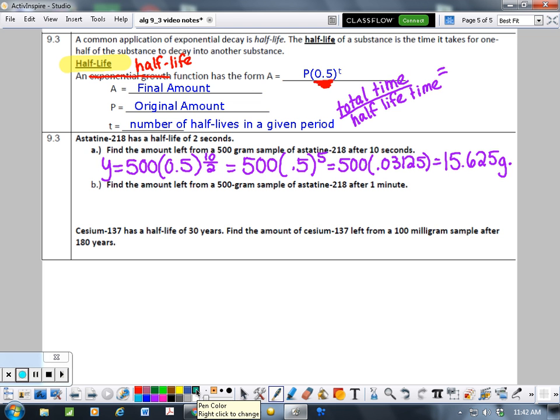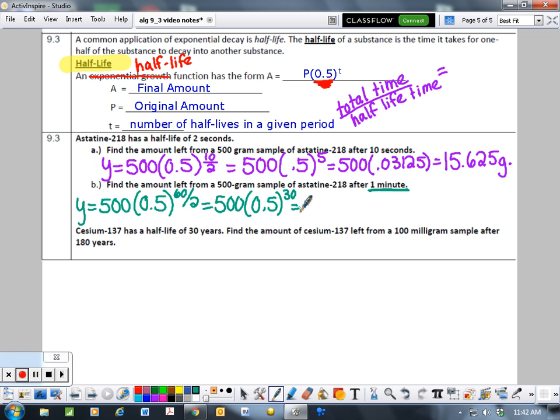Okay, next part. Find the amount left from a 500 gram sample after 1 minute. So again, using the same idea, we have a 500 gram sample, our half-life, so half, and then after 1 minute is really how many seconds? Well, that's 60 seconds. So we're going to take 60 seconds, divide it by our half-life of 2 seconds to get a power of 30. So this is now 500, and then we have our half-life to the 30th power. So we'll do 0.5 to the 30 power.